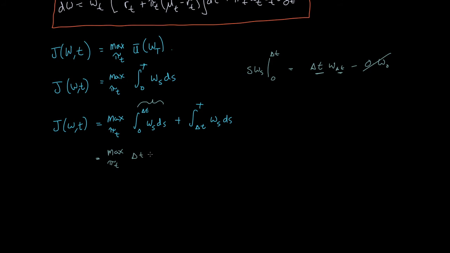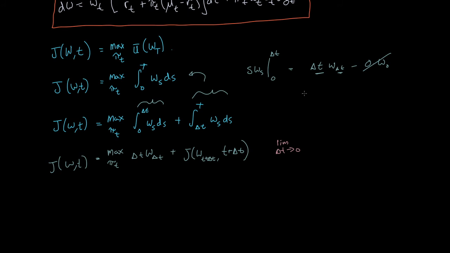All right, delta t, w delta t plus, and now we're going to realize that this is exactly the same as this, just shifted a little bit. So let's just write this as J(w_{t+delta t}, t+delta t). And then over here we have our J(w_t, t). Now if you watch the other video, you know our objective is to take the limit of this so that we can make this delta t the smallest delta t possible. We want to take the limit as delta t goes to 0.